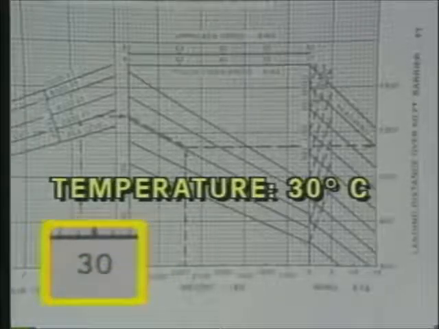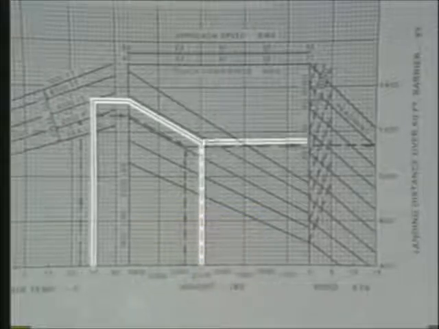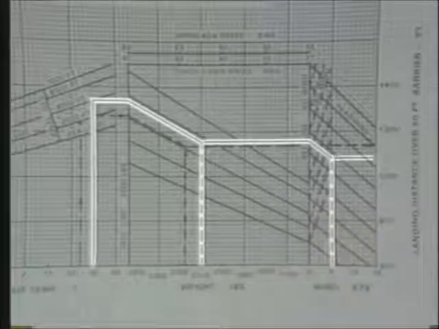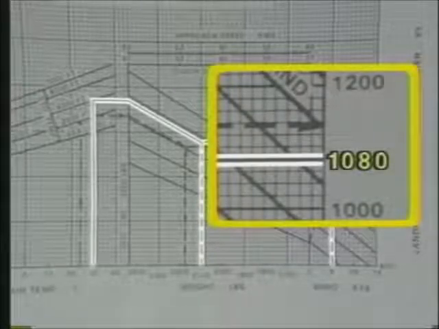The first step is to locate the current temperature of 30 degrees. Next, proceed vertically to the 4,000-foot pressure altitude of the destination airport. Move horizontally to the weight reference line. And then move diagonally to the airplane's landing weight, which is 2,100 pounds. Continue horizontally to the no wind reference line. Then move diagonally until you reach the current headwind of 5 knots. Now move straight across to read that the landing distance over a 50-foot barrier is approximately 1,080 feet.